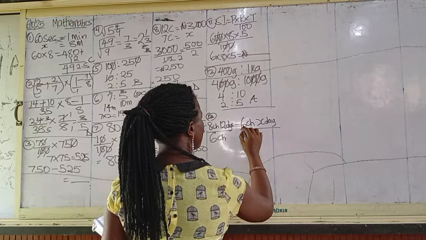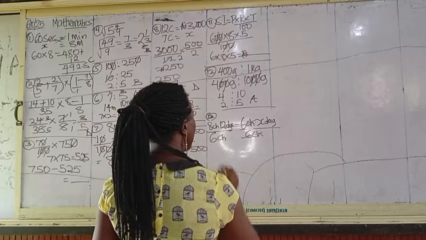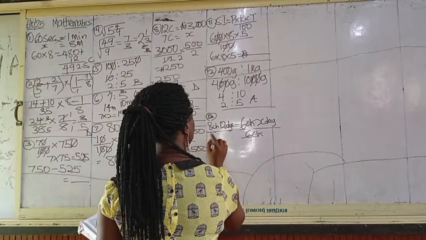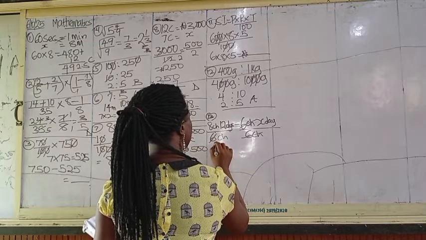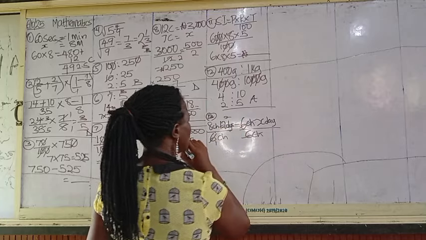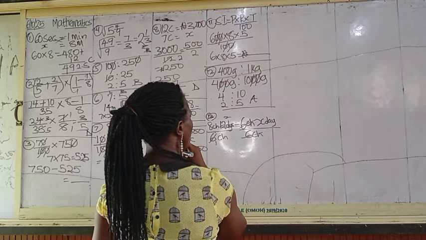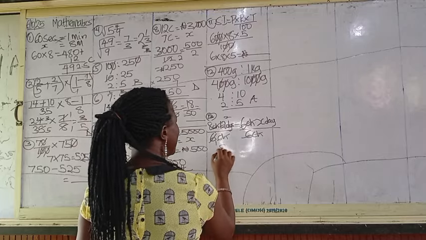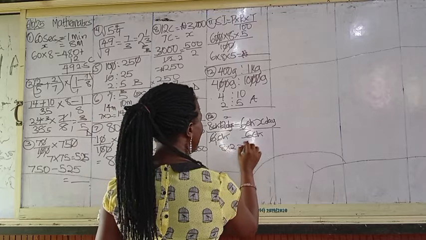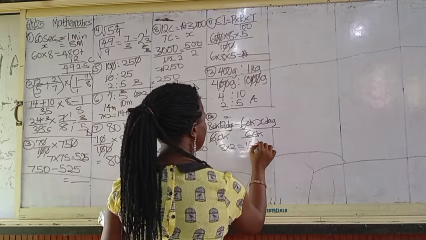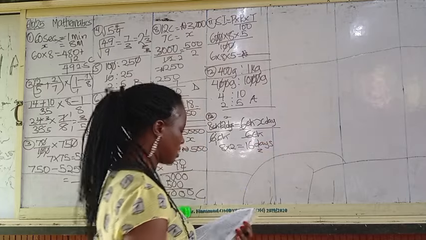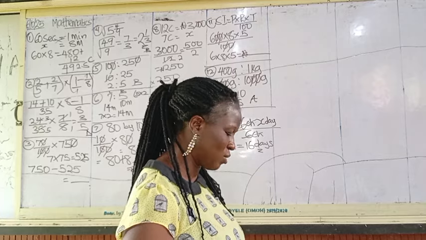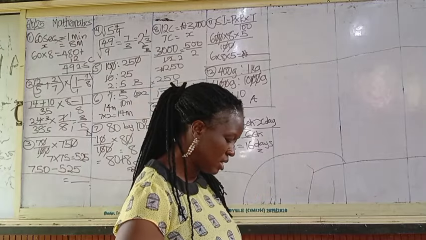So let these 6 children take care of these 6 children. 6 here 1, 6 here 2. So that would be, okay, children cancel children. So we have 8 times 2, and that would be 16 days. So it's going to take 6 children 16 days to eat a crate of egg.